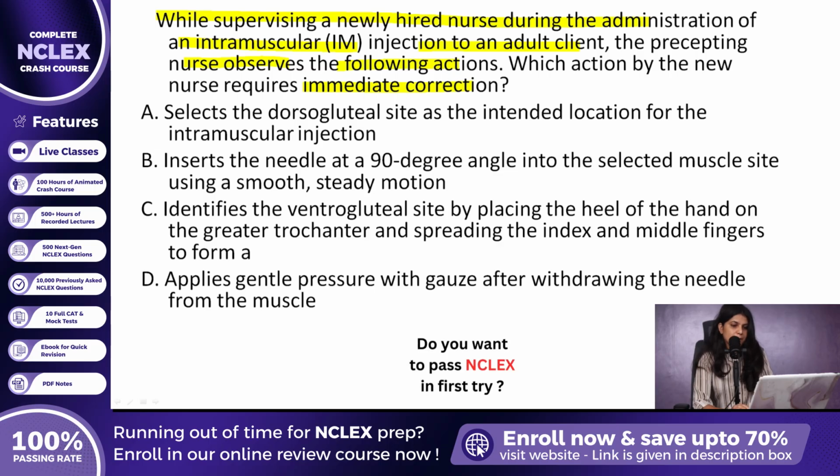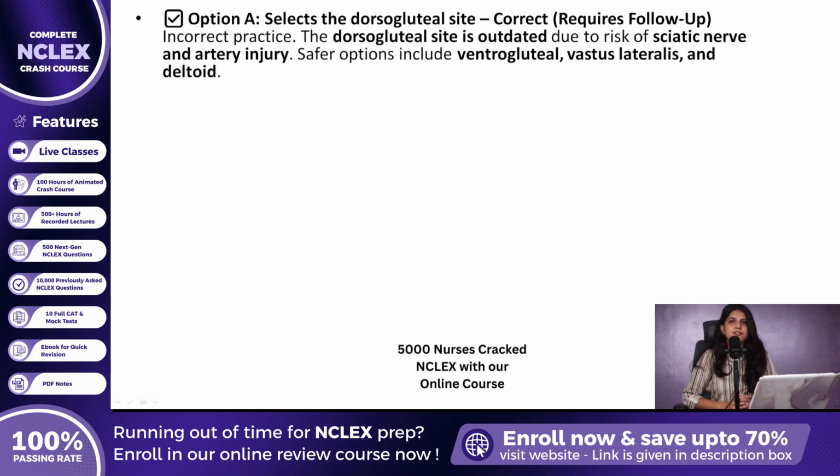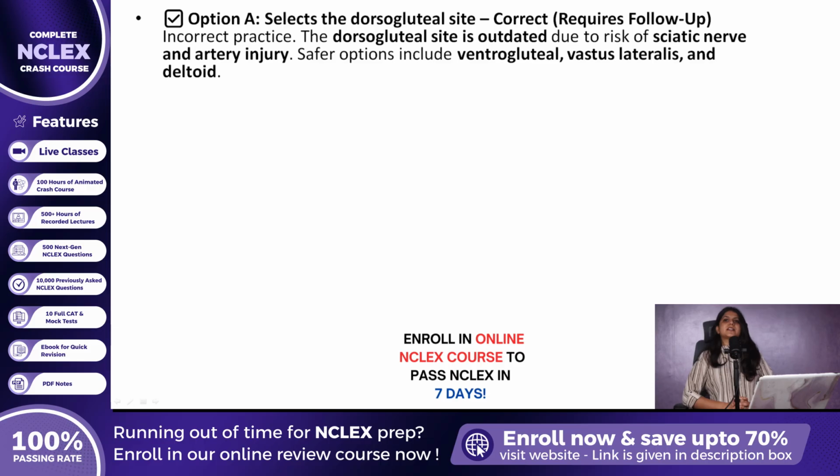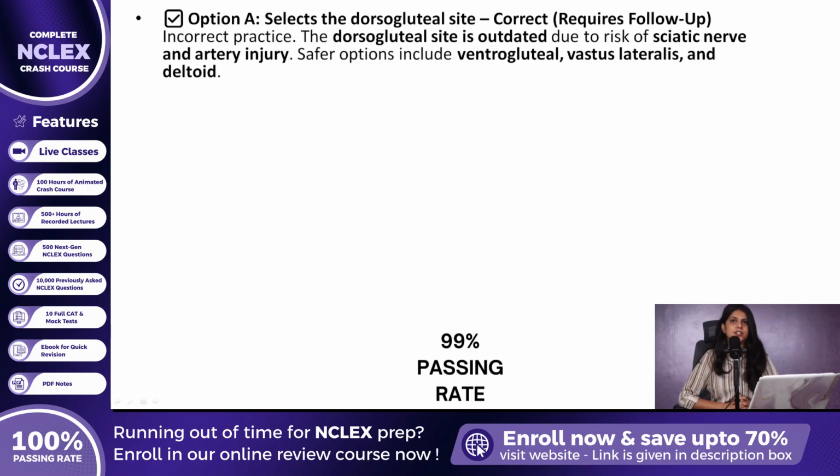The correct answer is Option A, selects the dorsogluteal site as the intended location for the intramuscular injection. This action requires immediate correction because the dorsogluteal site is no longer recommended due to the high risk of sciatic nerve injury and the proximity of major blood vessels. Despite being used in the past, current best practices strongly favor safer sites such as the ventrogluteal, vastus lateralis, and deltoid muscles. Continuing to use the dorsogluteal site reflects outdated knowledge and increases the risk of complications.